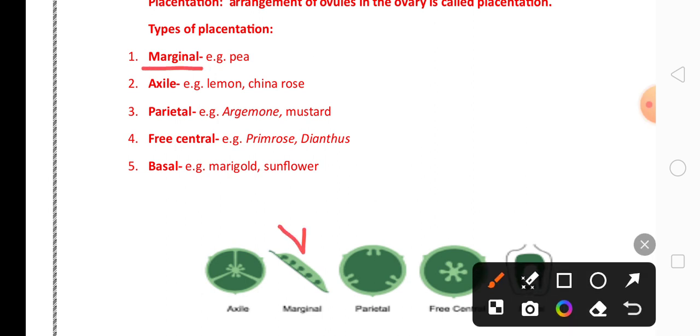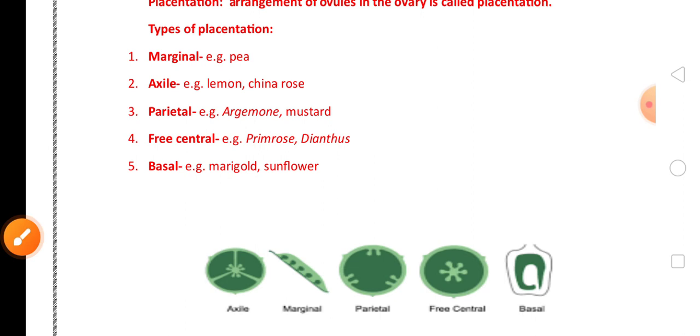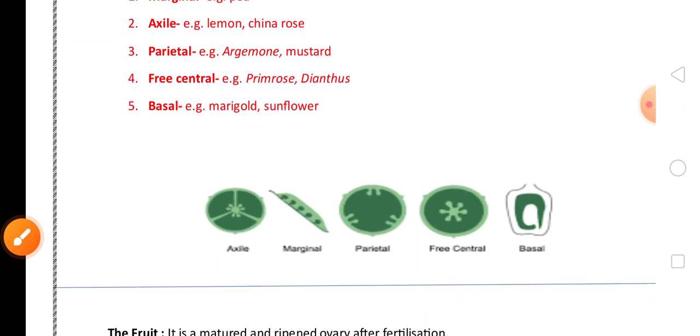Marginal placentation you can find in pea. Axial placentation you can find in China rose and hibiscus. Parietal placentation you can find in mustard. Free central placentation you can find in primrose, and basal placentation you can find in sunflower. So placentation definition and its types are very important to the exam.